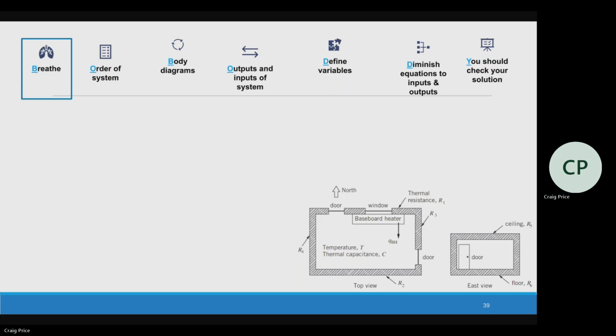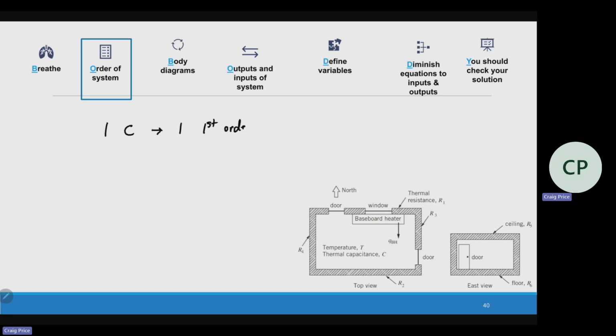Take a breath. What would you say the order of the system is? I have one capacitor, one capacitance, so I'm looking for one first order equation. We are trying to find temperature. How does that temperature change of the room as a function of time? When will it get to 100 degrees Celsius? Okay, one first order equation, that's good.